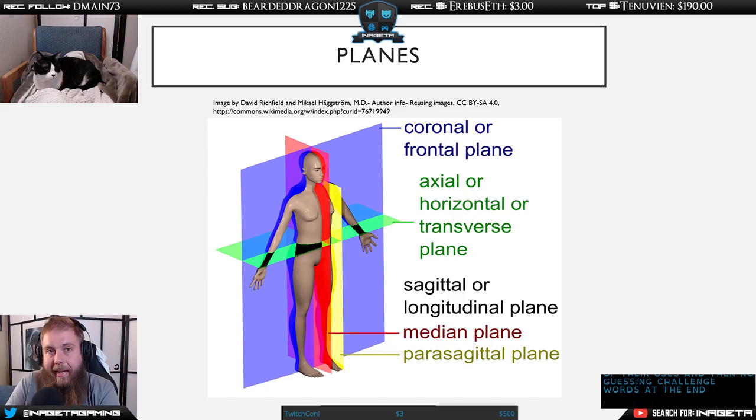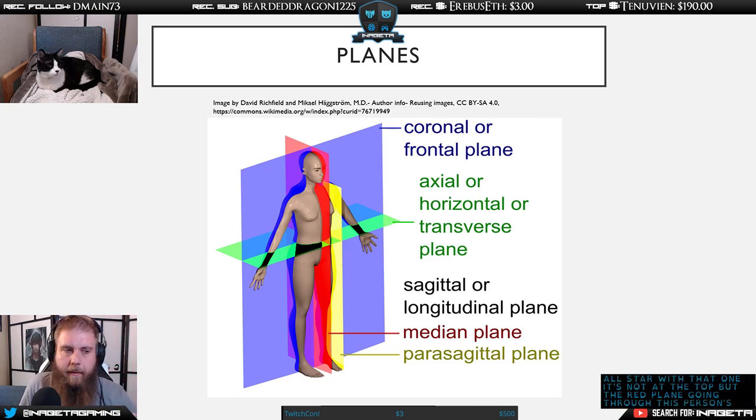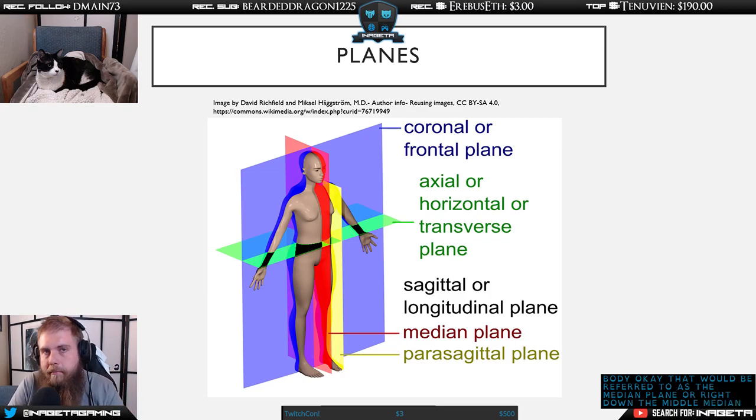So first up, the different planes that we talk about when we're referring to the body and brain. Okay, so the red plane, I'll start with that one. It's not at the top, but the red plane going through this person's body would be referred to as the median plane, or right down the middle. Median, middle, makes sense, right? You're familiar with those words. So the median plane refers to just the middle of the body there.